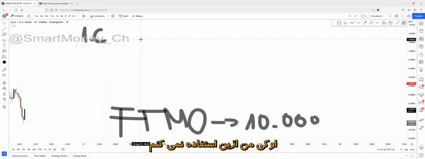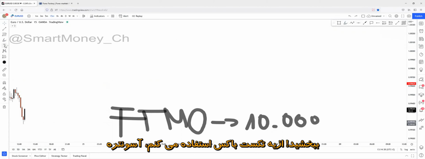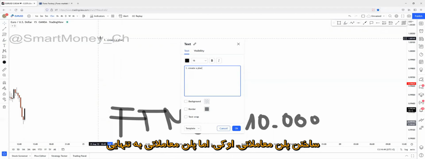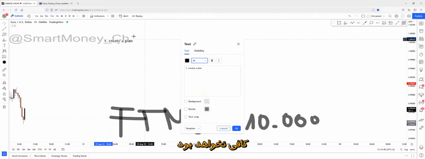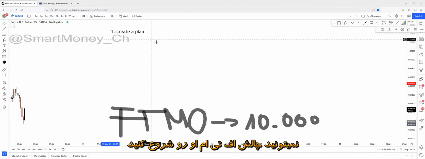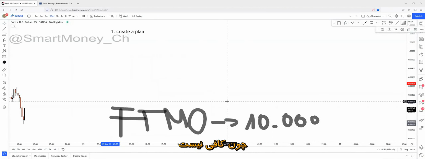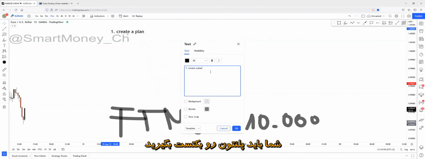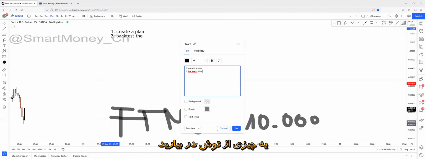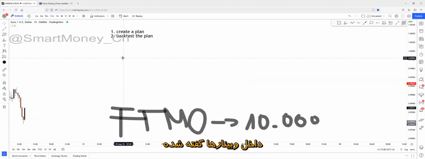Okay, I won't use these. Sorry, just a text. It's easier. First, create a plan. But the plan itself won't be enough. If you have a plan, you can't just simply start an FTMO challenge, because that won't be enough. You have to backtest this plan, and backtest the hell out of this plan. How? It was said in the webinar.